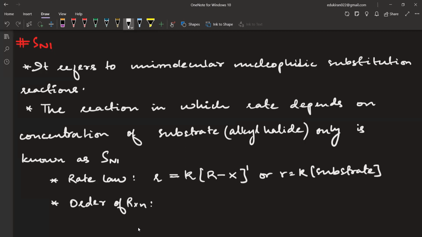Order of reaction is what? It is the power to which the concentration term is raised. The power of concentration term, okay? A sum of the power of concentration terms, वो आपको Sn2 में समझना है. Order of reaction यहाँ पे कितना हो जाएगा? 1. And molecularity. So since this is unimolecular, it will be 1. Molecularity is also equal to 1.